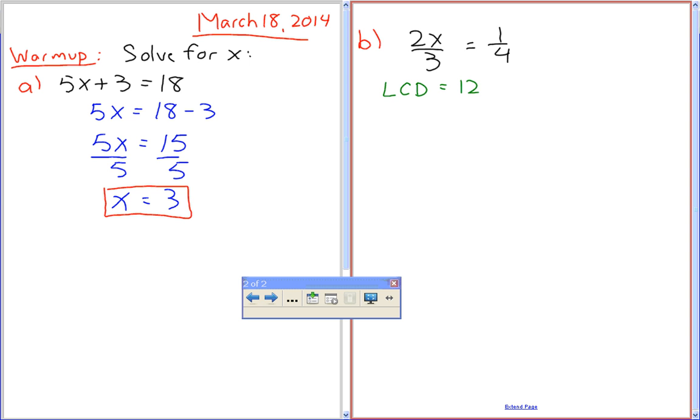Okay, what am I going to do with the LCD? Yeah, awesome. You're going to multiply it by the top number. Yeah, multiply both sides, multiply everything by 12.